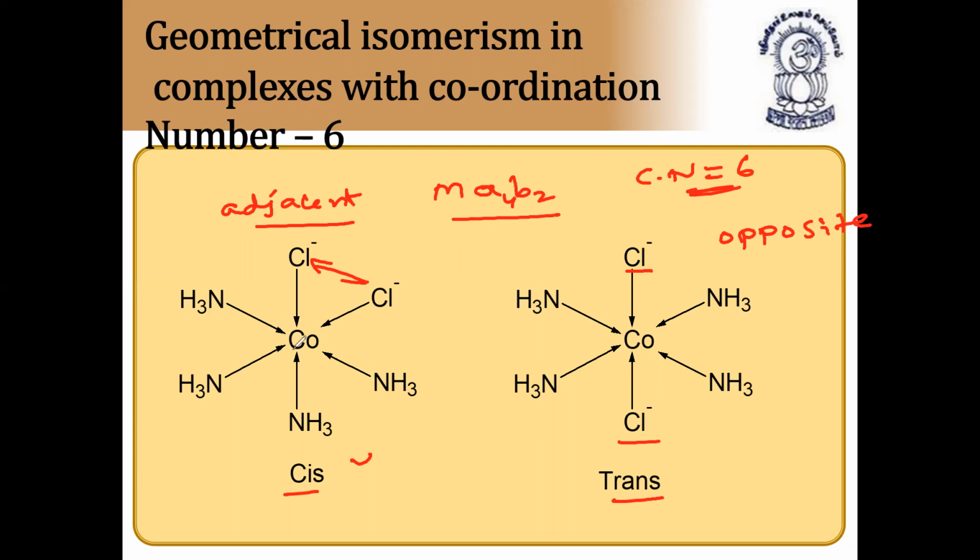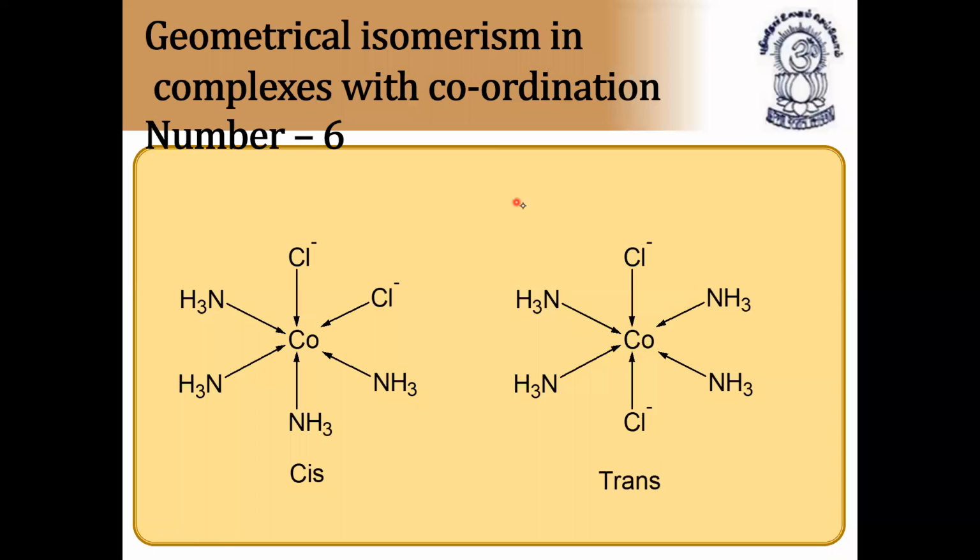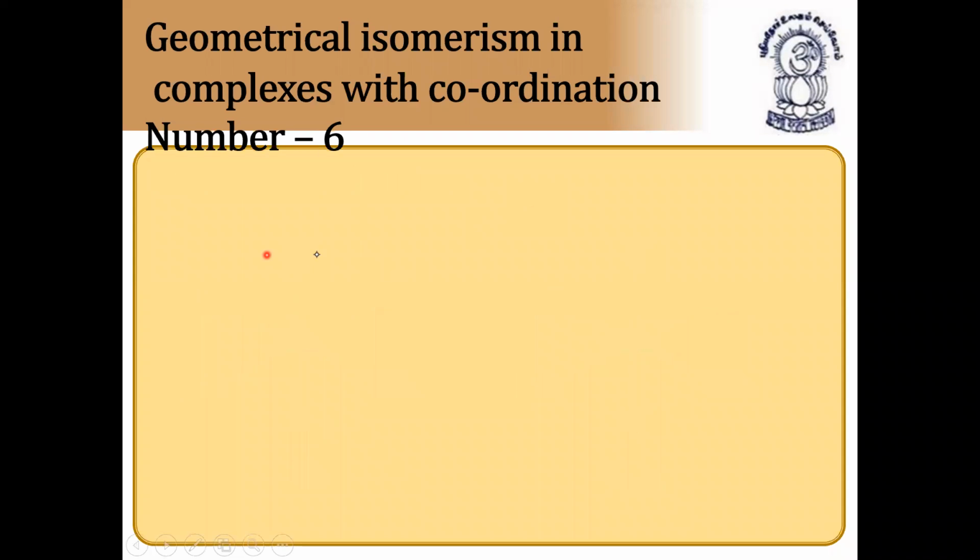This is called cis and this is called trans. So this is nothing but geometrical isomerism of type Ma4B2, an octahedral complex. And octahedral complexes will show geometrical isomerism. Very, very important, please note down. So this is [Co(NH3)4Cl2]+, the compound.